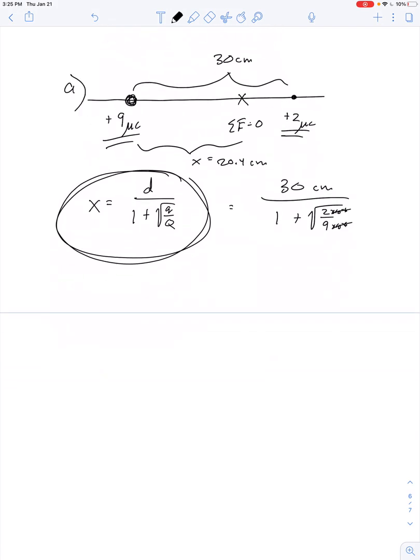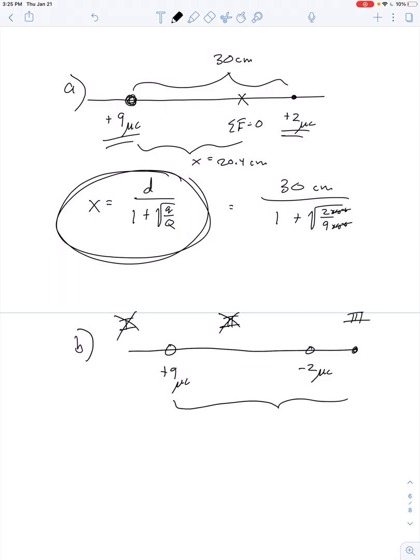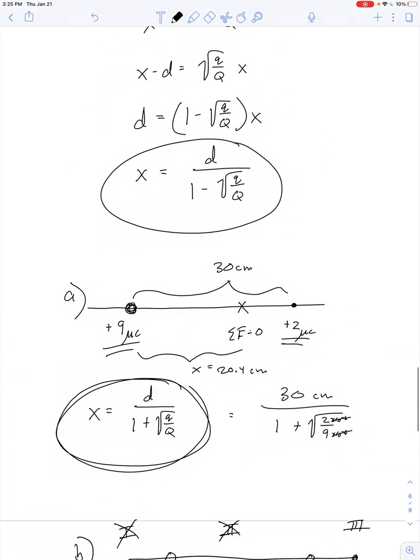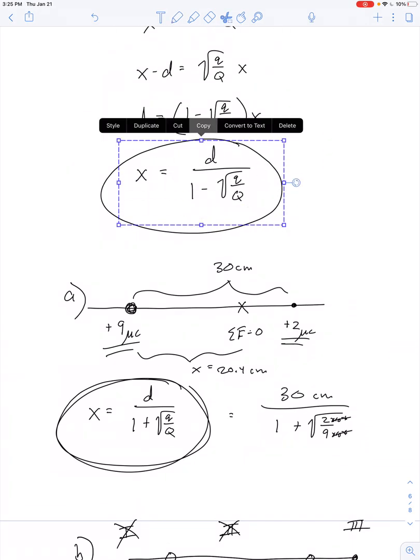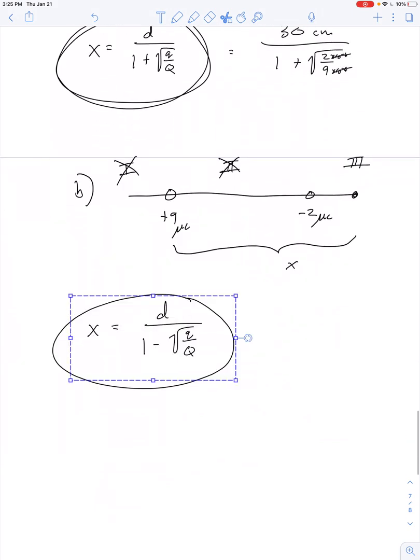If we change the problem and say in part B, we have the same magnitude of charge, positive 9 microcoulombs and negative 2 microcoulombs. Now where's the location where net electric field equals 0? Well, it can't be in region 1. It can't be in region 2. It has to be in region 3. We call this distance x, and now we're using this form of the equation. So we get 30 centimeters divided by 1 minus the ratio 2/9.